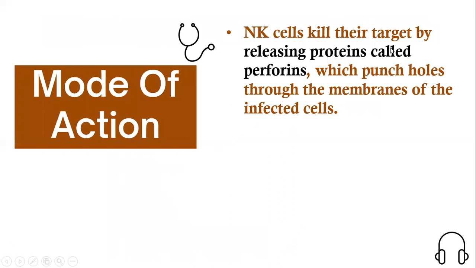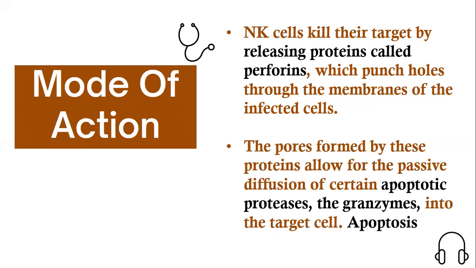As for the mode of action, we have already seen that NK cells kill their target by releasing proteins called perforins, which punch holes through the membranes of the infected cells. So they produce holes in the virally infected cell by sending proteins called perforins inside. The other proteins, called granzymes, enter through those holes inside the virally infected cell, and the cell destroys its inside material and forms apoptotic bodies. And these apoptotic bodies, by the way, are phagocytosed with the help of macrophages, as you all know.